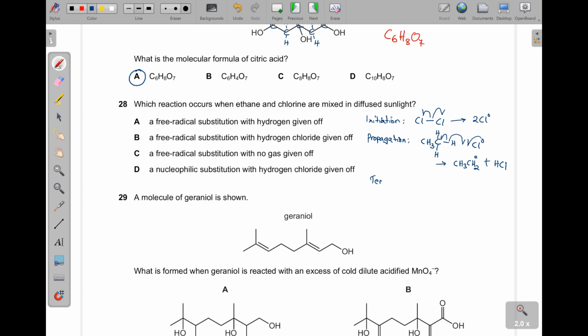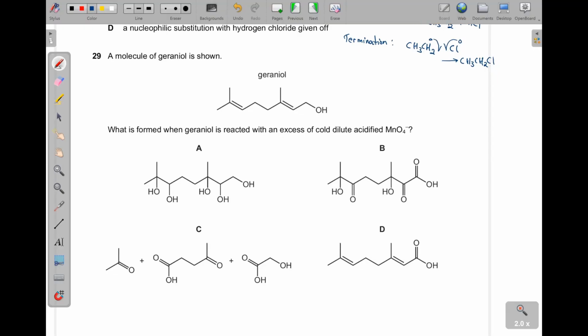And then this one continues. This one can attack another molecule of ethane. Like that, they continue. Okay. So we are going to have termination. That is where 2 radicals come into contact with each other. So like this is CH3, CH2. It's a radical. And then we also get a chlorine radical here. Then they come together, they form the CH3, CH2, Cl. It's a substitution reaction, so one hydrogen has been substituted, you see. So it's a free radical substitution and hydrogen chloride is given off. So that is B here.